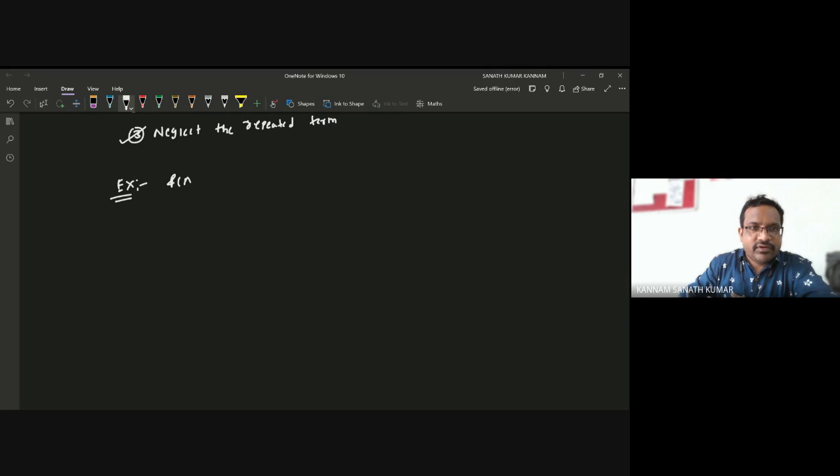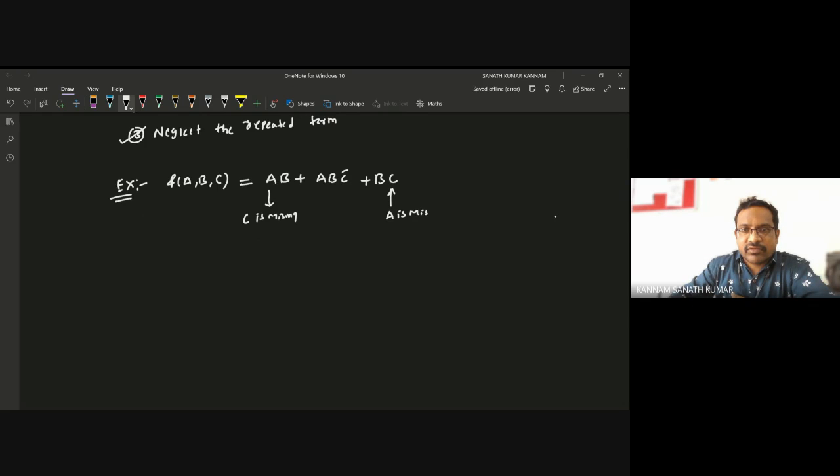Let us take one example. F of ABC equal to AB plus ABC bar plus BC. If you observe here, which one is missing? C is missing in the first term. And in the third term, A is missing. So what you need to do? You need to multiply.